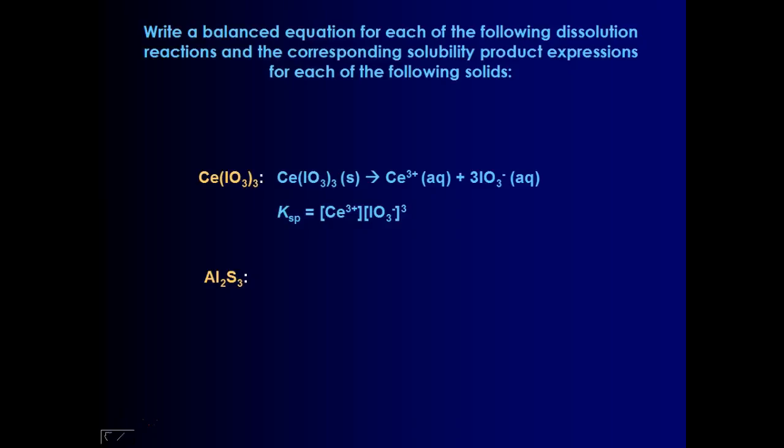For aluminum sulfide, it would split into aluminum and sulfur ions, but aluminum has a +3 charge. Sulfur has a -2 charge, and we would need to account for the number of ions present in that ionic compound, 2 aluminums and 3 sulfurs. So the KSP expression would be aluminum raised to the second power and sulfur ions raised to the third power. Okay?